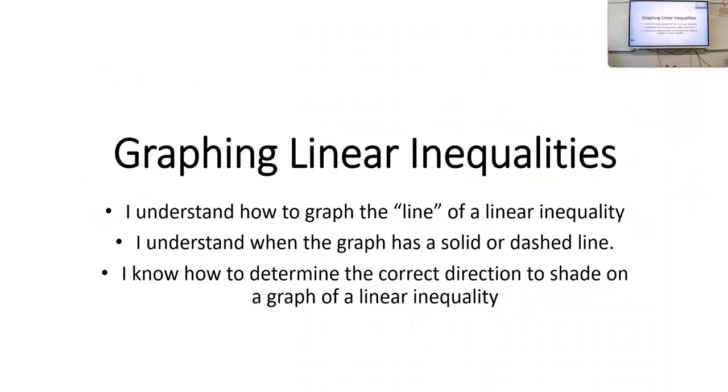Okay? So I understand how to graph the line of a linear inequality. I understand when the graph is a solid or a dashed line. And I know how to determine the correct direction to shade on a graph of the linear inequality. Let me know if you have any questions.